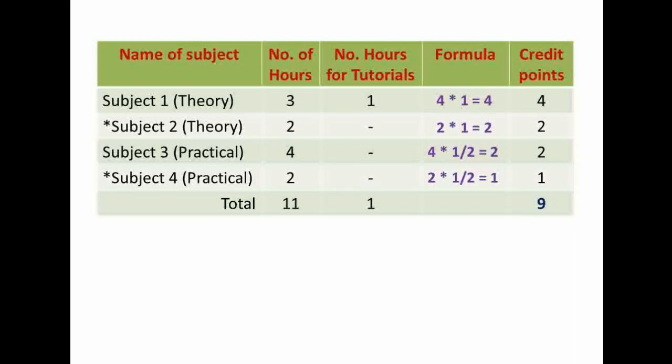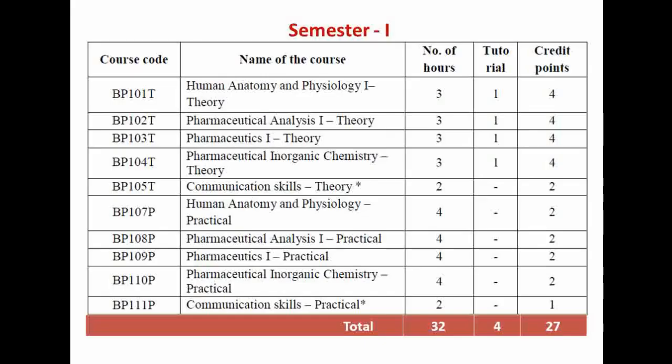So in this way, the credit points are calculated for each and every subject per semester, and these credit points are used to calculate SGPA, and your total credit points of that particular semester are used to calculate CGPA. Here we will discuss one example, that is your semester 1 of B Pharmacy. Here you can see the subject 1 is Human Anatomy and Physiology 1, which is a theory subject. Number of hours allotted are 3. Tutorial hours allotted are 1. So total becomes 4 and it is multiplied with 1.